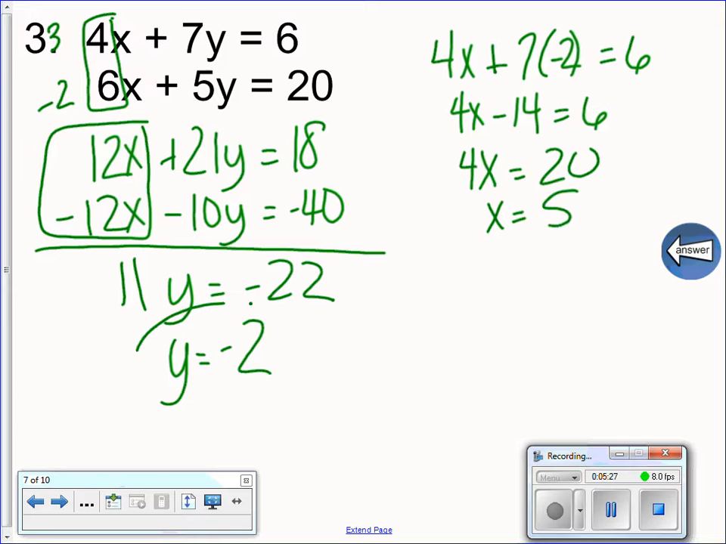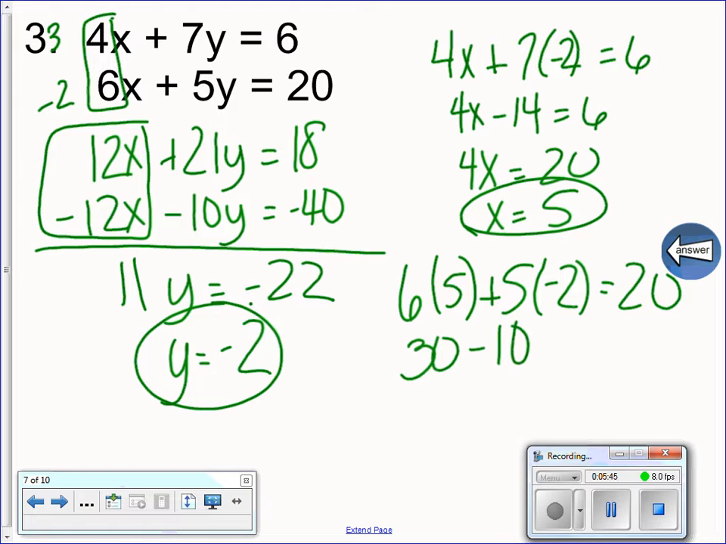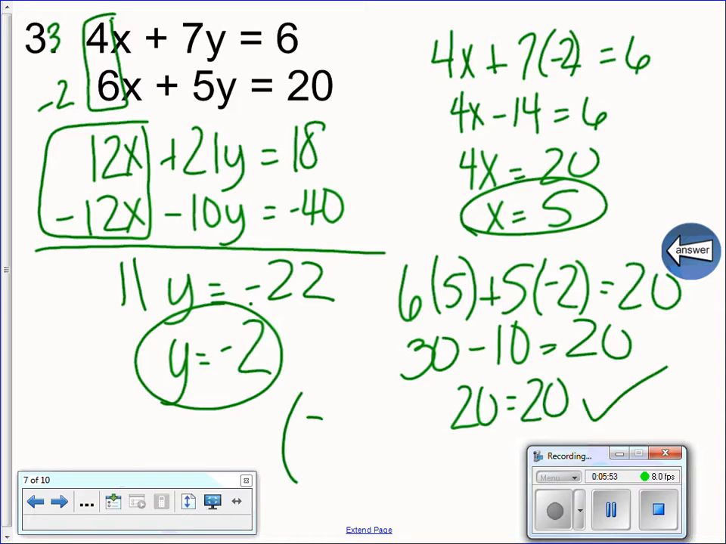So now I have my x and y. I'll use the other equation to check. So 6 times 5 plus 5 times negative 2 should equal 20. 6 times 5 is 30. 5 times negative 2 is negative 10. 30 minus 10 equals 20. 20 equals 20. Check. So my solution is 5, negative 2.